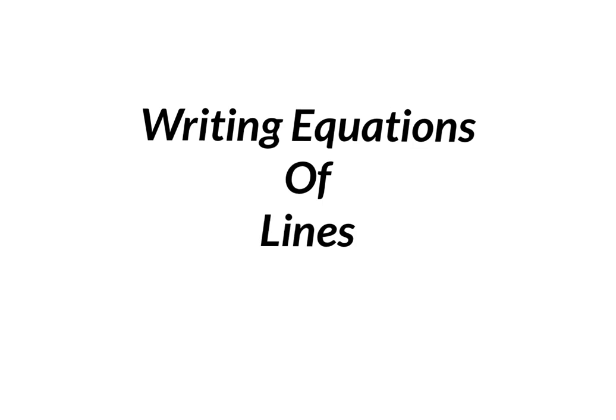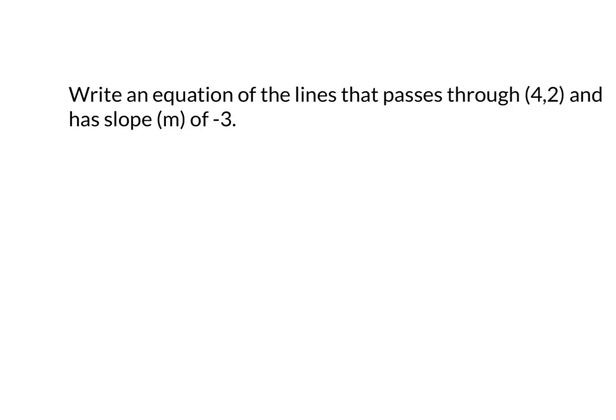All right, guys, today we're going to write equations of lines. You should have done this before, hopefully just a good review. First of all, it says write an equation of the line that passes through (4, 2), that point, and has a slope of -3.